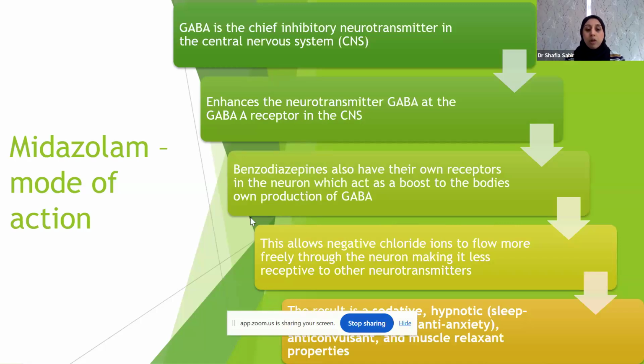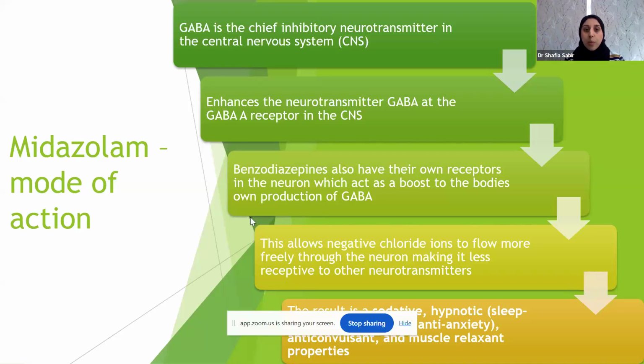What benzodiazepines also do is they enhance the neurotransmitter GABA at the GABA A receptors in the central nervous system. They boost the receptors in the neuron, which act on the body's own production of GABA. This allows negative chloride ions to flow more freely through the neuron, making it less receptive to other neurotransmitters. The other neurotransmitters we're talking about are adrenaline, noradrenaline, and dopamine.